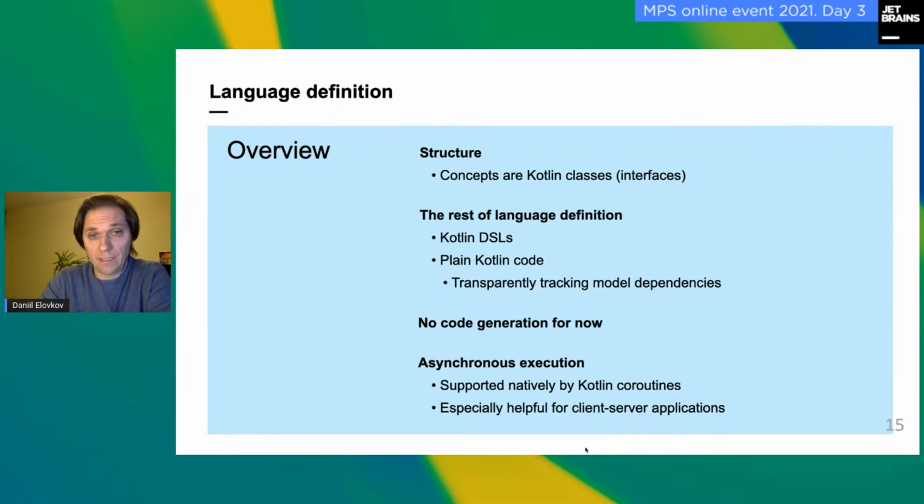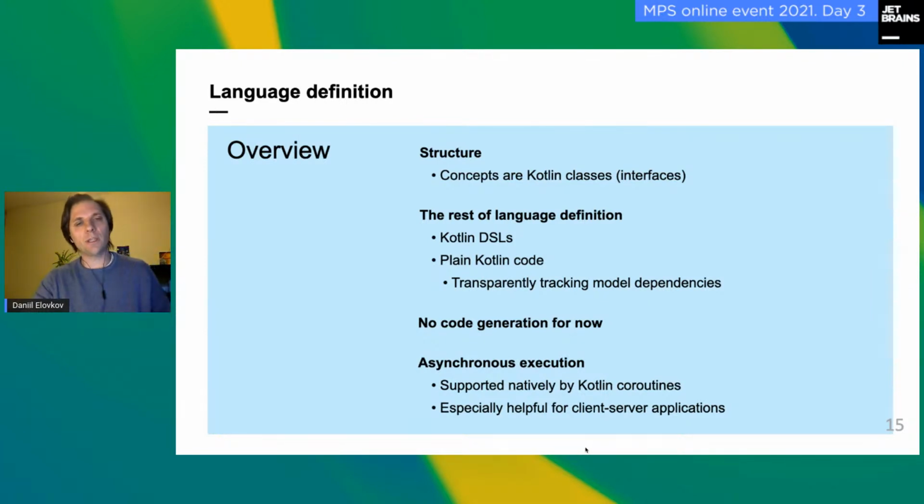Plus just some plain vanilla Kotlin code, with a little bonus that the framework allows us to track what parts of the model were read during executing that Kotlin code, so that we know what it depends on. No code generation is employed currently.